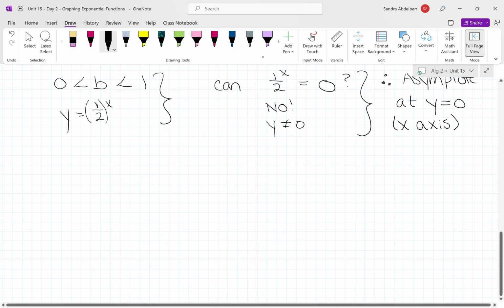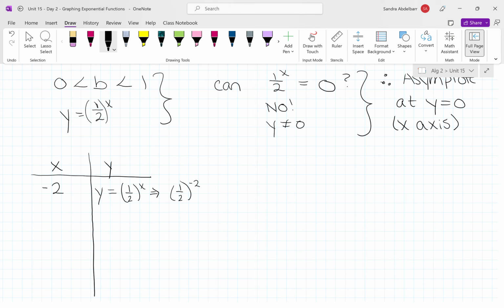Right, I'm going to make a little table again, even though in the future we will not be making tables. We have x, we have y. I'm going to substitute in the same numbers I did last time. So I'm starting off with -2. So we know y is equal to a half raised to the x power, which means we're going to do a half raised to the -2nd power, which brings us to what? 2 squared, which is 4. You got it.